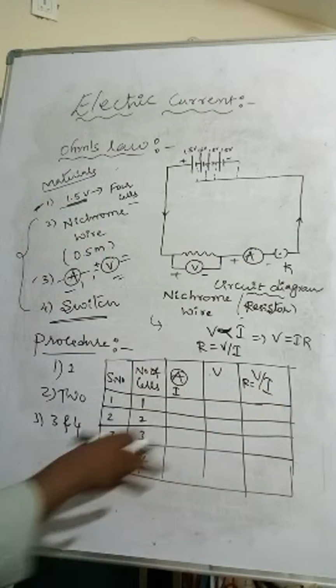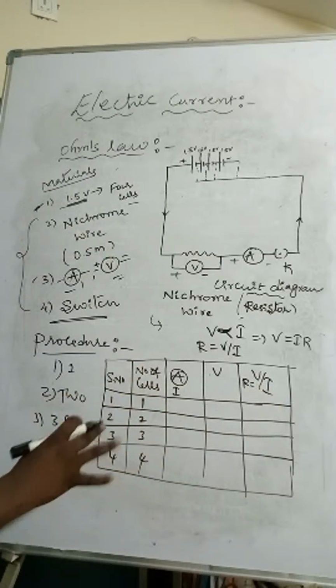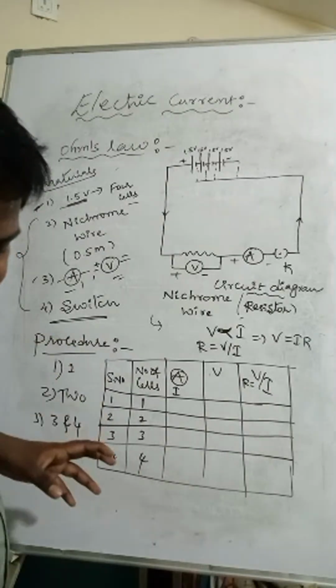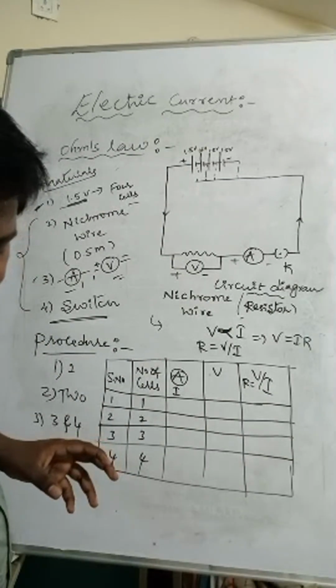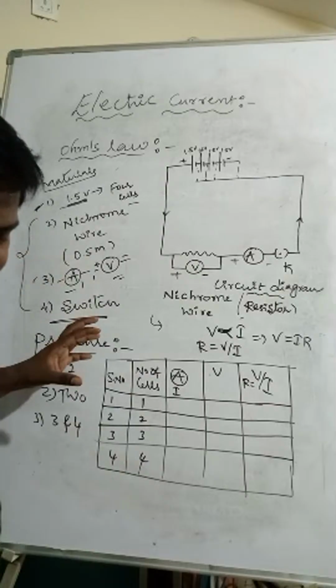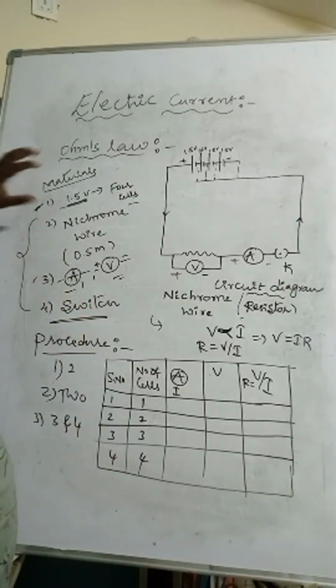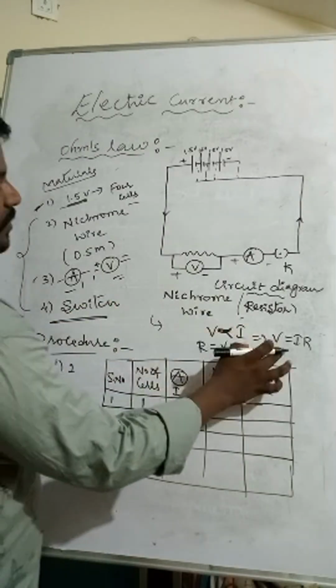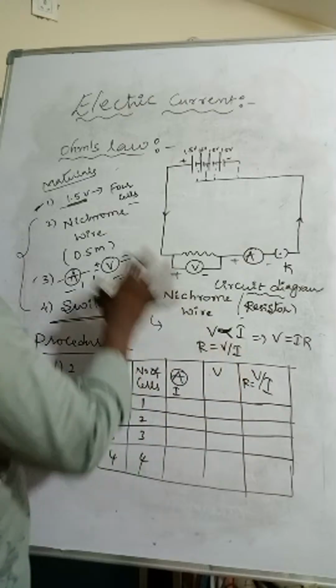If you draw the graph for these values, I hope it is clear. Once again I will explain. Ohm's law says the potential difference across a metallic wire is directly proportional to the current flowing through it. So V is directly proportional to I, V equal to IR, and R equal to V by I.